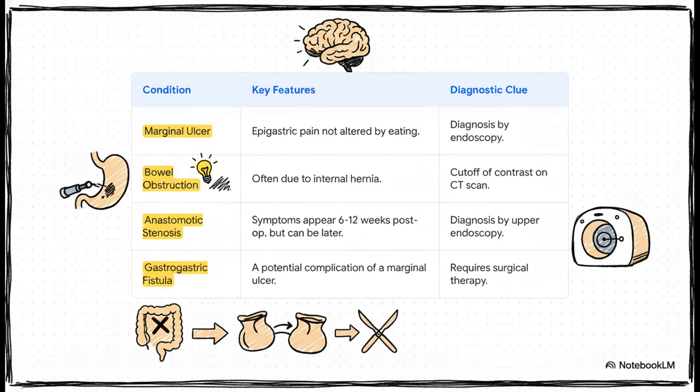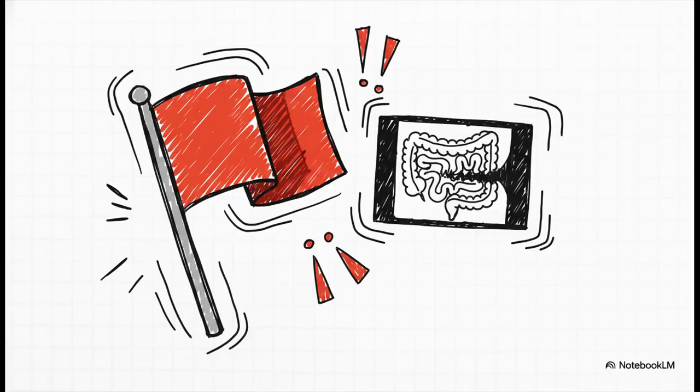This table right here, this should basically be your mental checklist the second a patient like this comes in. And you really want to pay attention to that diagnostic clue for a bowel obstruction, that cutoff of contrast on the CT scan. That's a huge clue, and it's going to be super important here. This is your foundation.